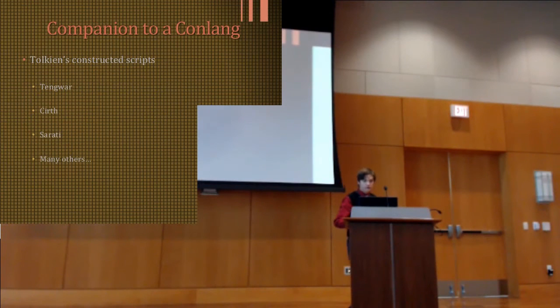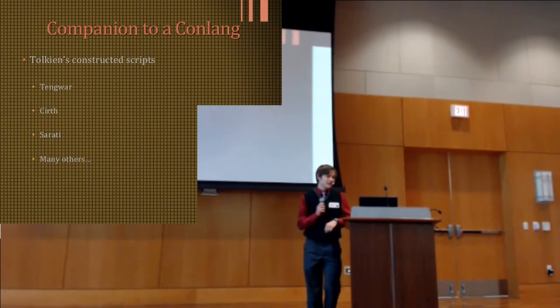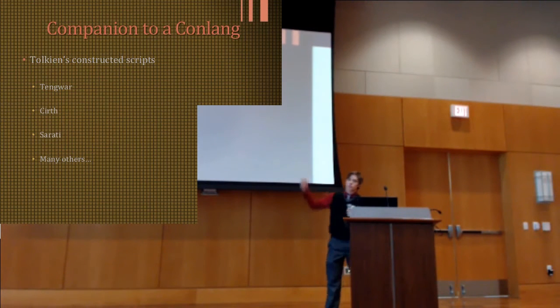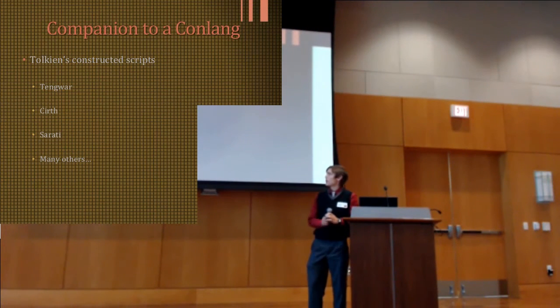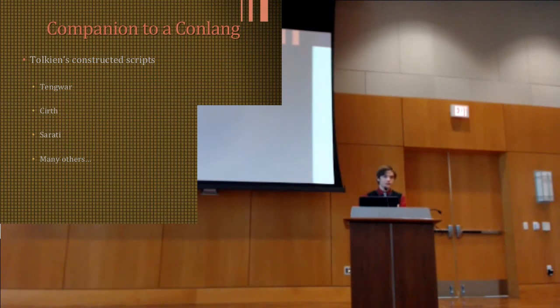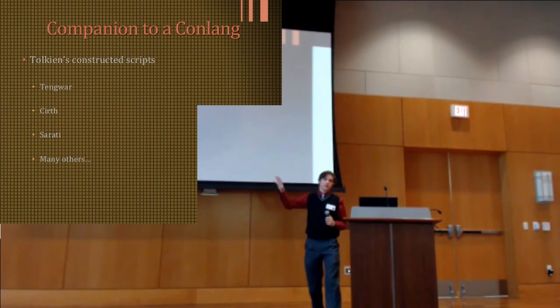One particularly successful example of a Conlang is, of course, Tolkien's. Tolkien created a number of constructed scripts for his various languages. I'm sure you are familiar with a few of these. Some of the most famous of these, Tengwar. I don't exactly know how to pronounce the rest of those, so I'll try. But he created all of these scripts. He created whole histories of them, when they were created, who they were created by, different older versions. He created a vast network of these scripts to match the vast complexity of this language.